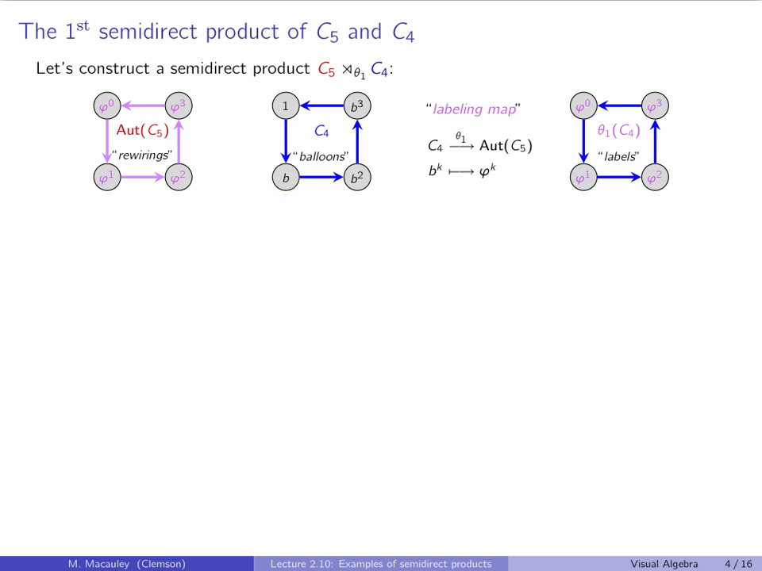And by the rules of rewirings, which we did in the last lecture, that means that if we follow the blue arrow, we rewire. If we follow the blue arrow twice, b squared, we have to rewire twice. So we have to stick phi squared into here and then phi cubed into here. That means that in each balloon b to the k, we're sticking in phi to the k. So that just sticks these rewirings into the nodes, the balloons, like this.